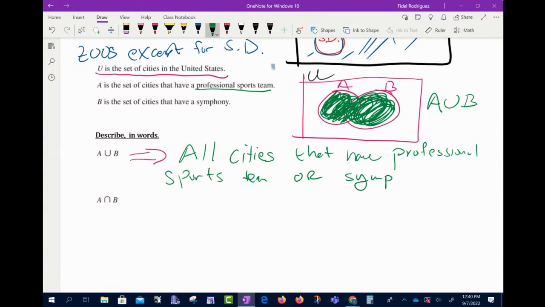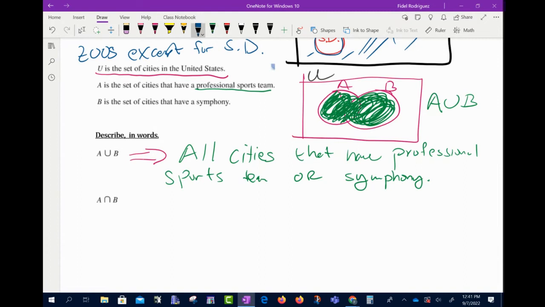Or a symphony, right? So like San Antonio has a symphony. San Antonio also has a professional sports team, the San Antonio Spurs. So San Antonio would be one of those cities there, right? Houston has multiple professional sports teams. They also have symphonies. Those cities would be there, right? And then you might have like McAllen. McAllen has a symphony, but I don't know necessarily McAllen has a professional sports team, maybe a soccer or something like that, right? Maybe. So that might go in there too, but maybe not. Okay. But anyway, as long as they have one or the other, we're good.